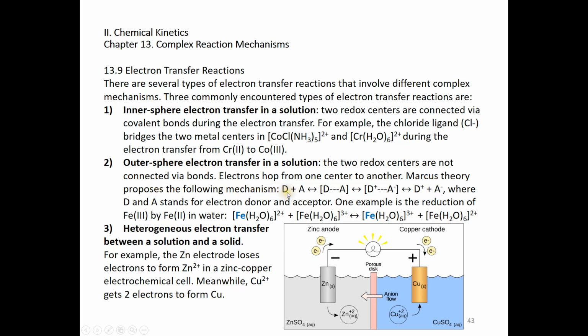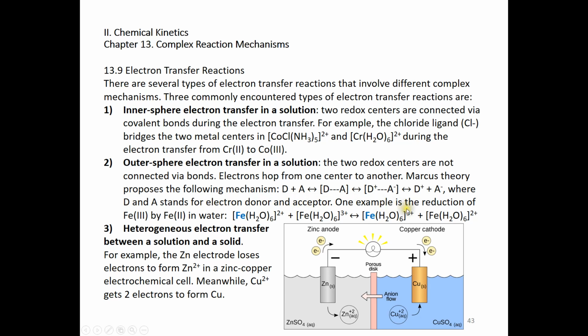You have an electron donor denoted by D, and an electron acceptor denoted by A. They get really close to each other, but there's no bond between these two complexes. And then an electron hops from D to A, from the donor to the acceptor. Now D becomes D plus, A becomes A minus, and then they separate. Again, D and A stand for electron donor and acceptor.